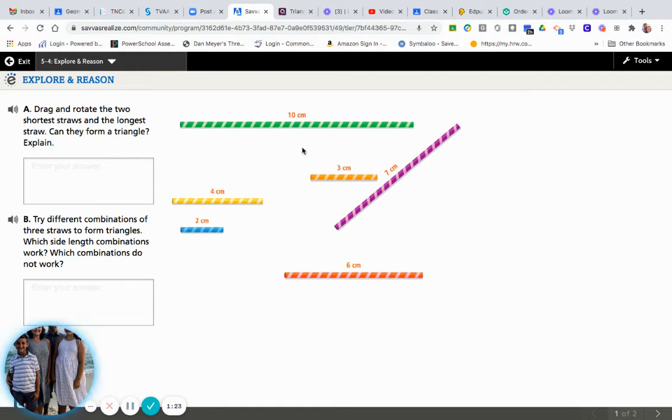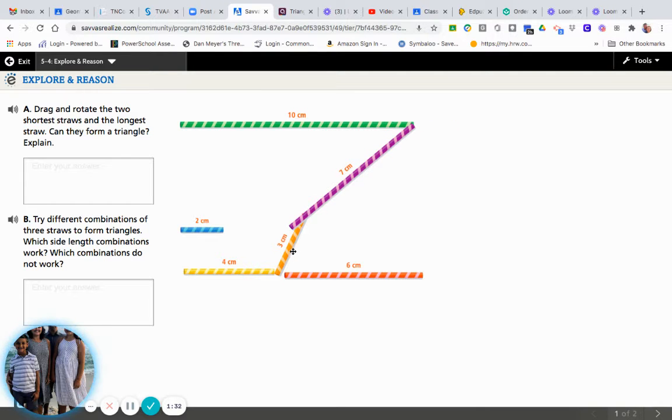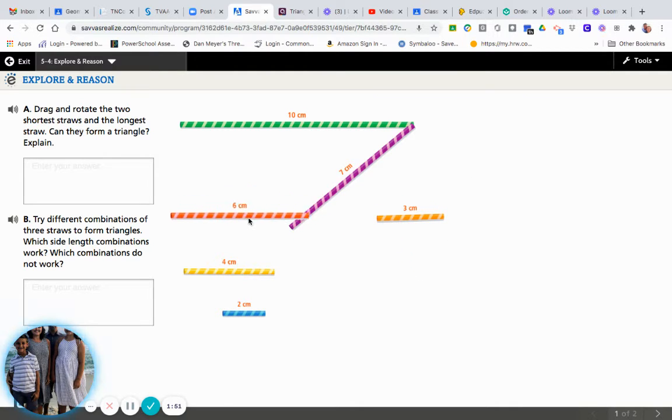So let's take this 10 up here, and let's see what would happen if we use side length 7. There's potentially what one of them may look like. Do 2, 3, 4, and 6 meet at the end of this 7 and somehow meet at 10? We'll take the 6 first. So can we have a 7, 6, 10 triangle? Let's take a look.